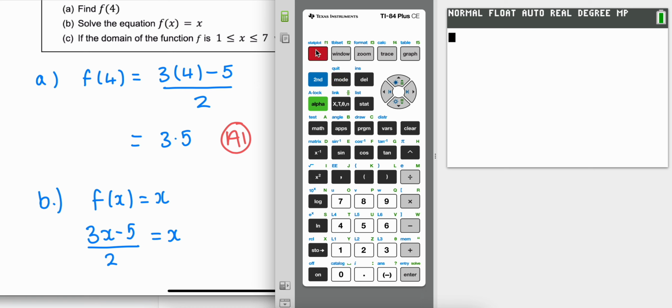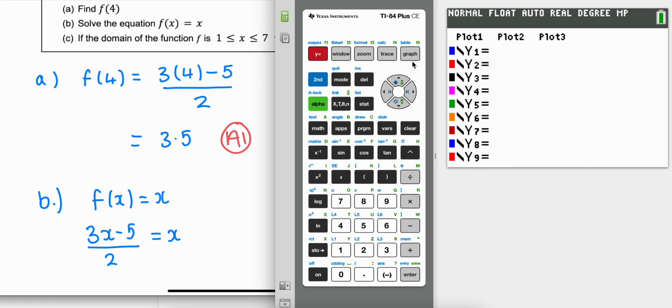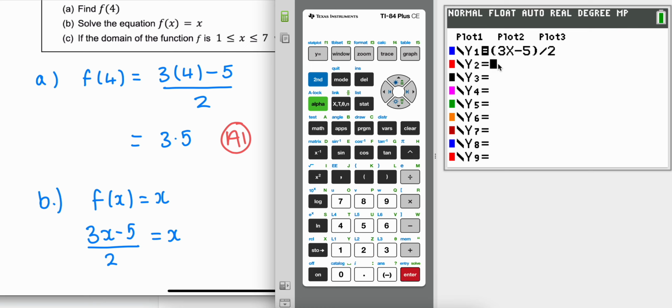So we're going to go to the y equals, and we're going to plot both of these parts. So 3x minus 5, and that is all divided by 2. And then for my second plot, I want to just plot x.